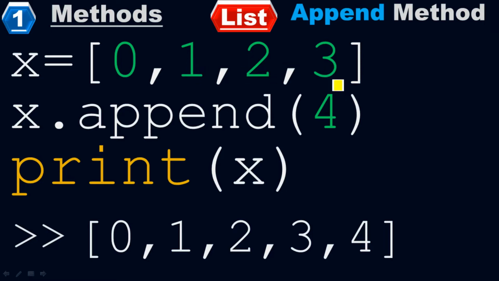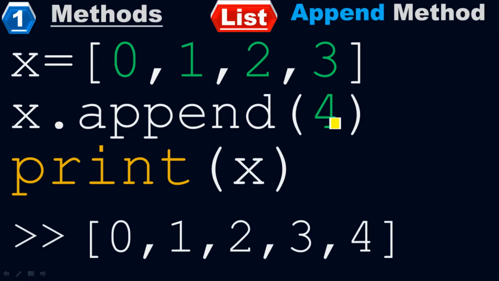Now, I want to append 4. I want to add one more element to this list. So what I'm going to do, I'm going to use the append function, x.append(4). Whatever value you want to put, you just plug in here.